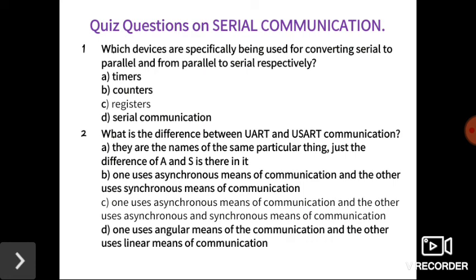The second question is, what is the difference between UART and USART communication? The first option is, they are the names of the same thing, just the difference of A and S is there in it. The second option is one uses asynchronous means of communication and the other uses synchronous means of communication. The third is one uses asynchronous means of communication and the other uses asynchronous and synchronous means of communication. The last one is one uses angular means of communication and the other uses linear means of communication.